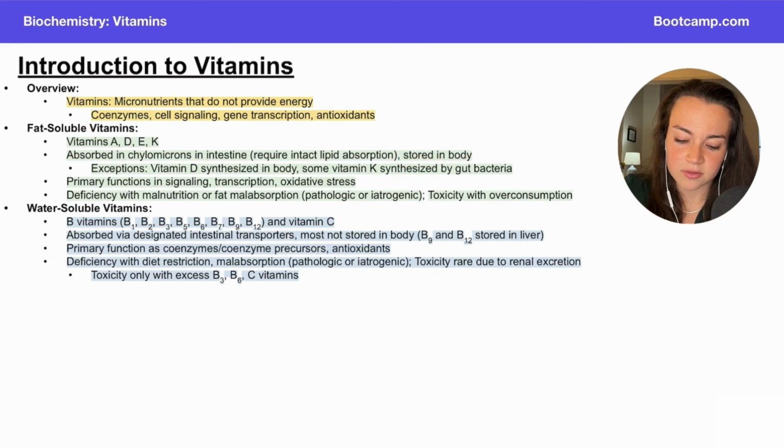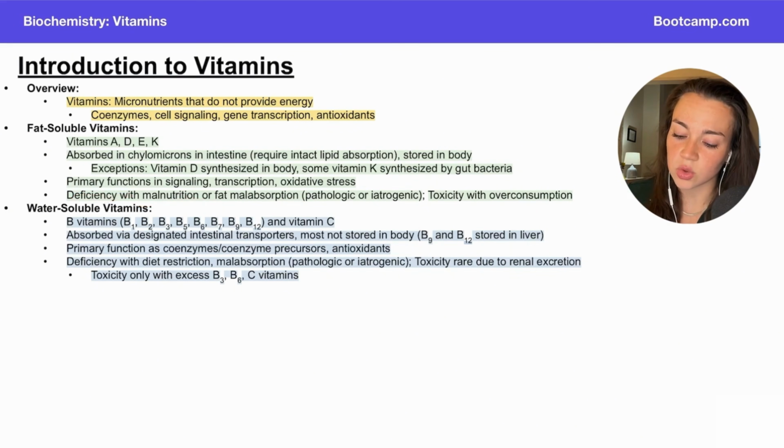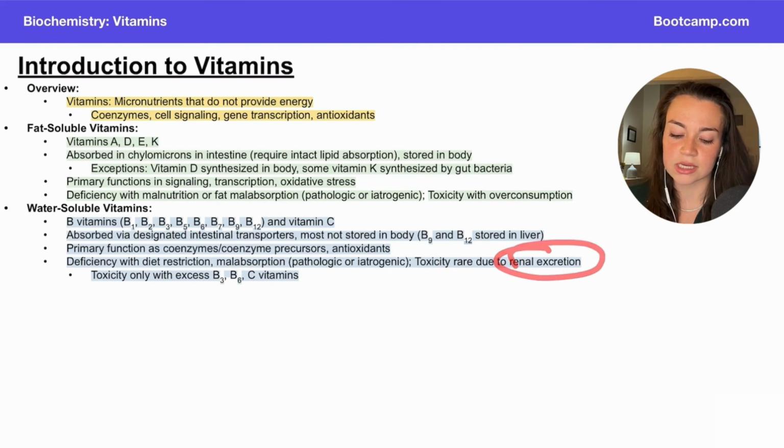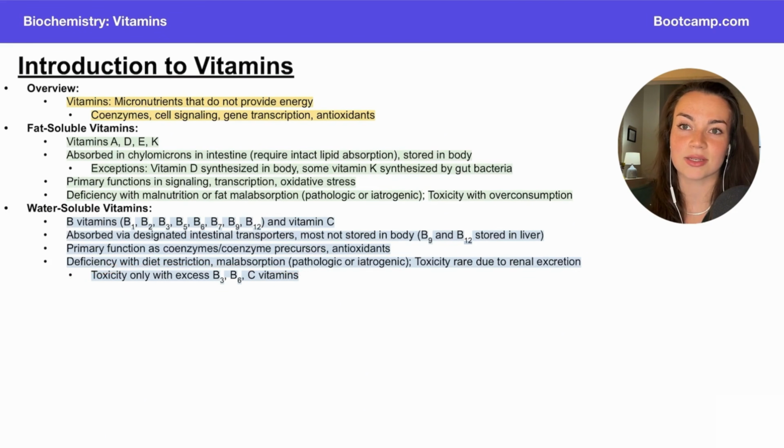As such, they can become deficient in cases of malnutrition or fat malabsorption. And because they are stored in the body, they pose a risk for toxicity with overconsumption. Our water-soluble vitamins are absorbed in the intestine via their own transporters, and most are not stored in the body. You'll get deficiency with diet restriction or with malabsorption through these designated transporters. And like we said, toxicity is rare because these are excreted renally, the exception being where we are administering vitamins therapeutically at high doses. Let's move on now to our spotlight profiles of each vitamin.